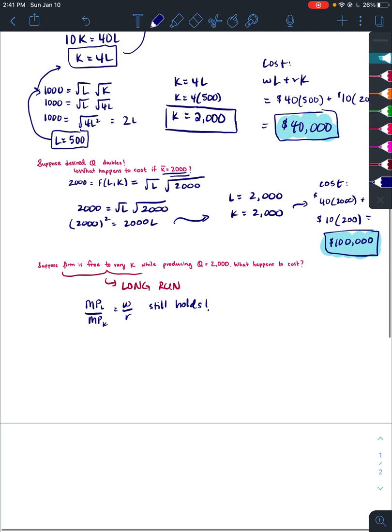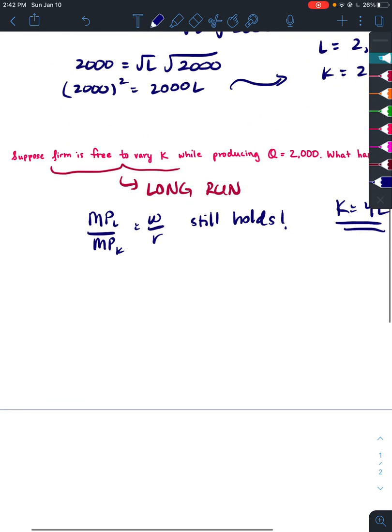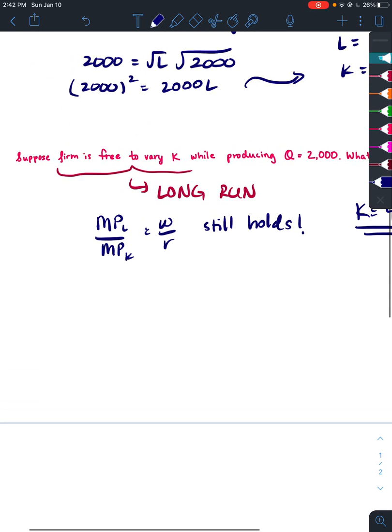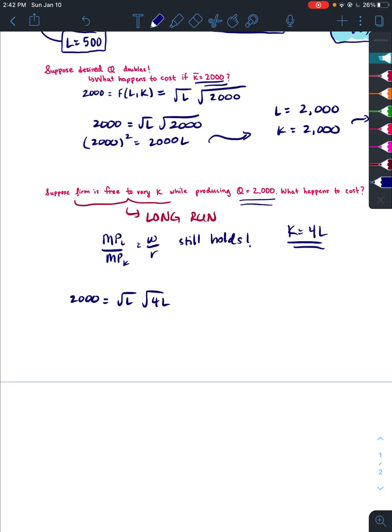Okay, so now we can still use K is equal to 4L in this equation. And now it'll make everything very, very easy again, right? We can still use that. So now let's go back. We know that Q is equal to 2,000 here. So again, let's equate 2,000 is equal to the square root of L times 4L, sorry. How did I get the 4L? Because I know K is still equal to 4L in the long run. Nothing really changes, but you'll see something else that changes, okay?